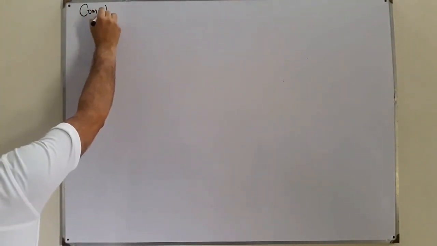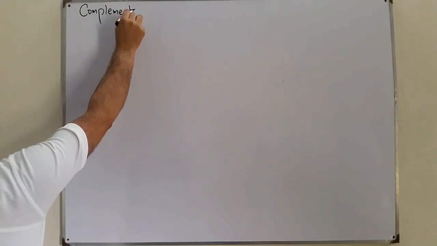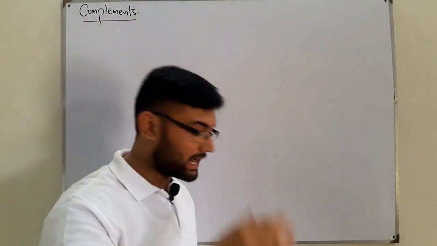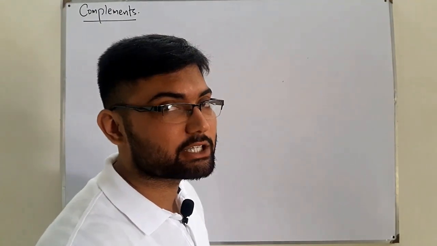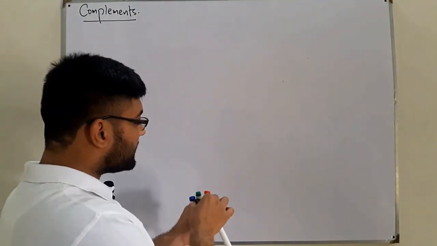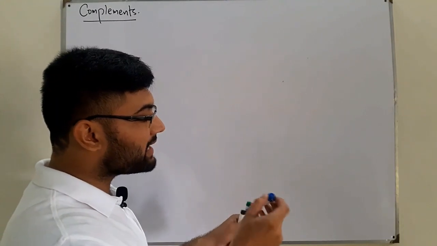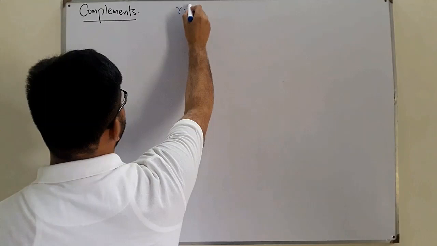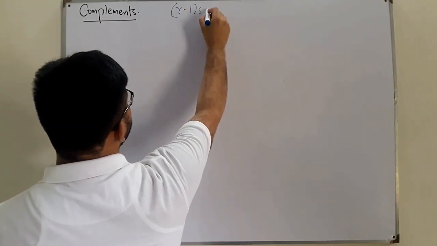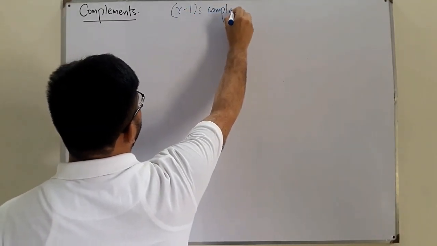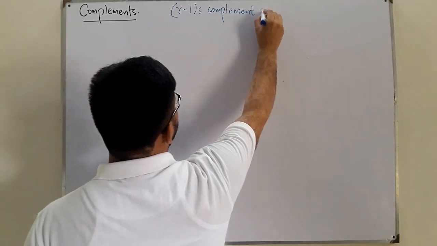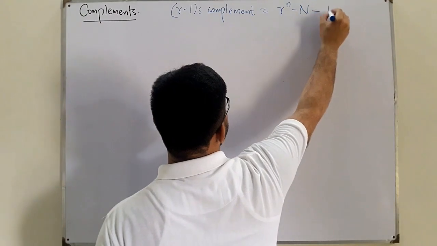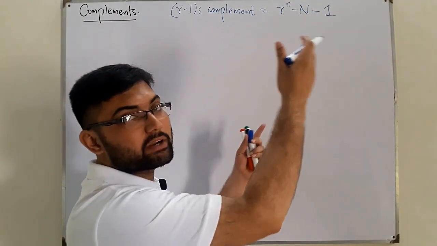Today we basically discuss 1's complement and 2's complement, but before that, let us have some simplification of the formulas. In case of the R minus 1's complement, we had the formula R to the power n minus capital N minus 1. And you know what these are from the previous lecture.